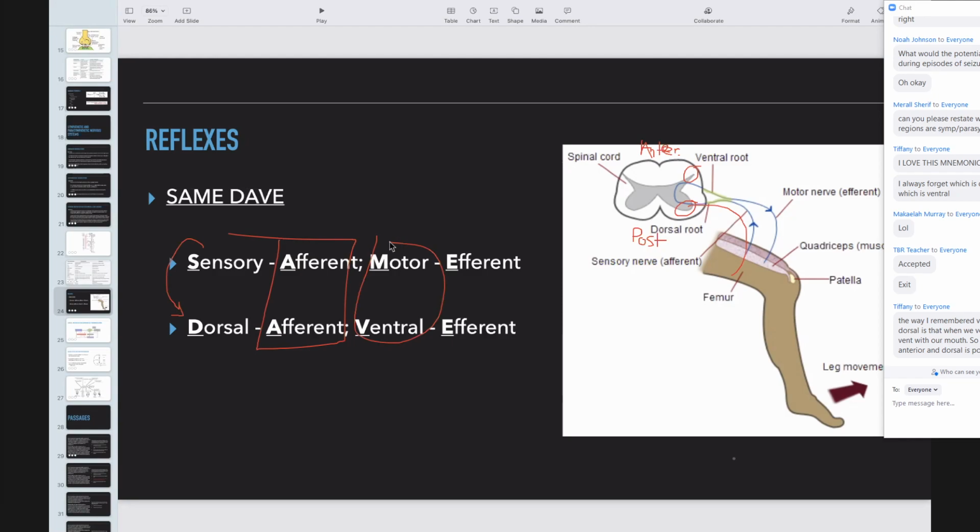The way you remembered ventral versus dorsal is that when we vent through our mouth. That is brilliant. I had never heard that one either. Wow, I'm learning a lot of different little tricks from you guys. I like it. I appreciate it. I remember it via dorsal and then dorsal fin.